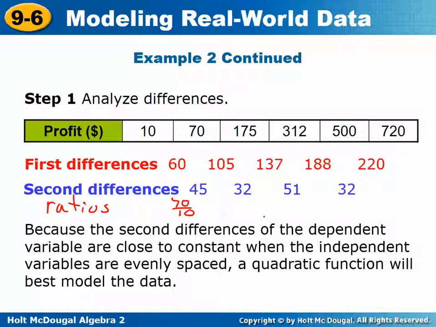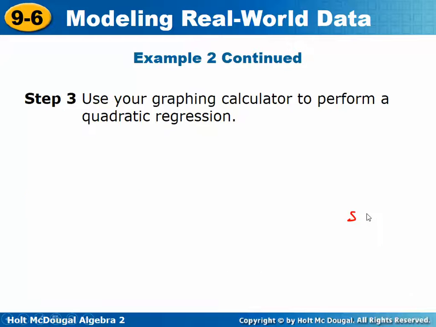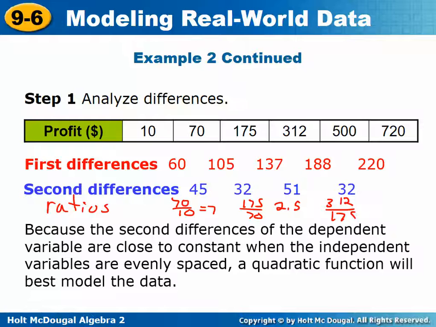70 over 10 is 7. The next one would be 175 over 70. 175 divided by 70 is 2.5. And then we have 312 over 175. Oops. 312 divided by 175 is 1.78. These are not close together at all.